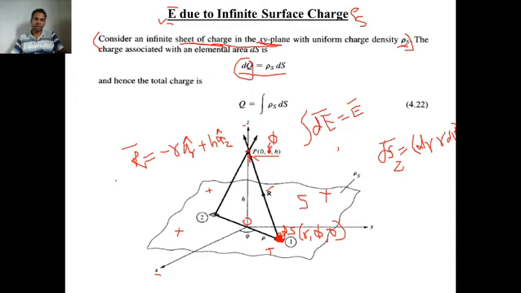So from this r bar we can find out its magnitude. So what is the magnitude of r bar in this case? In this case the magnitude of r bar is the square root of, take the square of this minus r, it will be r square, plus the square of this h, so h square. So this is the magnitude of this r bar.